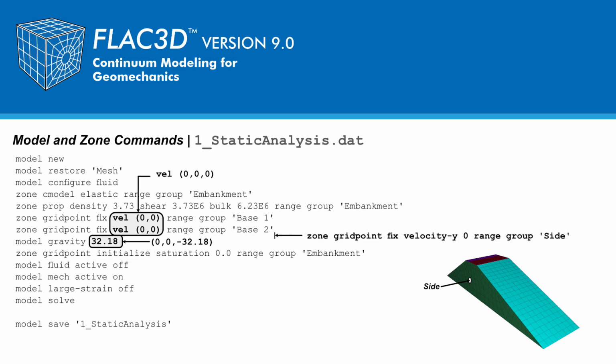One command that needs to be added for FLAC3D is to specify boundary conditions along the two sides of the embankment. The modeling decision here is to allow the sides of the embankment to be free to move in the stream direction x and vertical direction z, but fixed in the autoplane direction y. This specific boundary condition is achieved with the zone grid point fix velocity-y 0 range group side command.